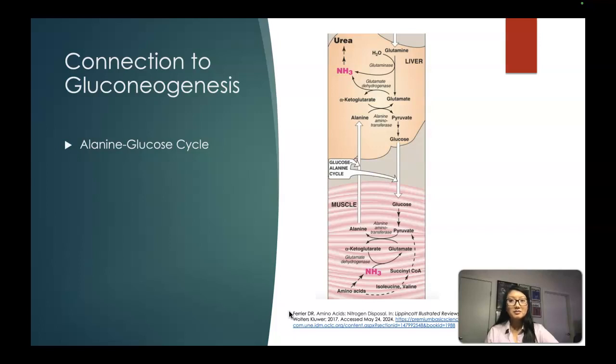This glucose can be returned to the muscle or be transported to other tissues as a source of fuel. In the skeletal muscles, the glucose can be used in glycolysis and will produce pyruvate, which can then undergo transamination to generate alanine again. And then alanine can go back from the muscle tissues to the liver to restart this process. This is called the alanine-glucose cycle, and this is where nitrogen transport is connected to gluconeogenesis.